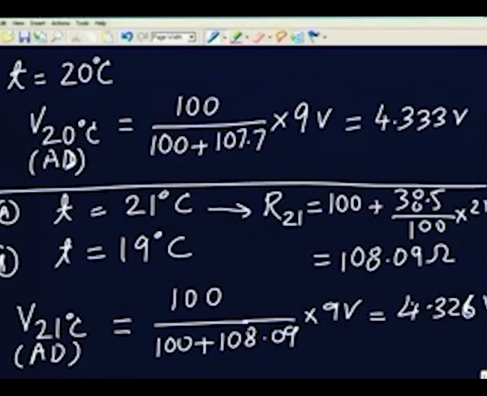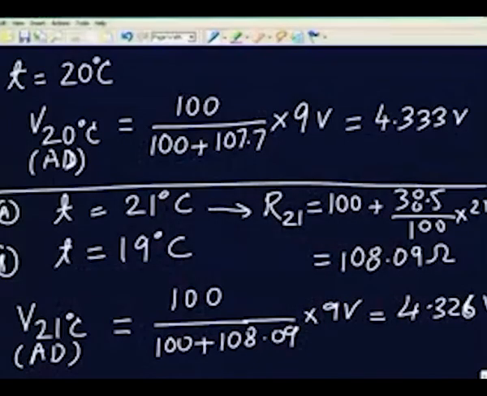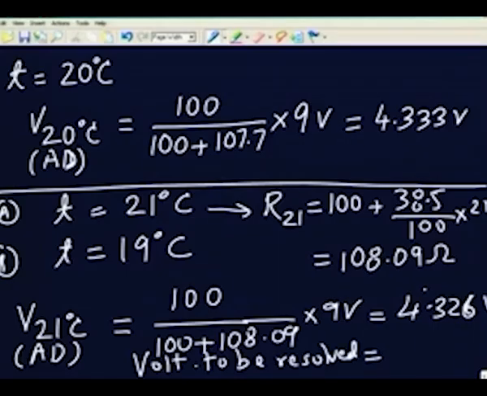Therefore, the change in the voltage is what we want to measure, that is the resolution required to resolve 1 degree Celsius, and that will be nothing but the difference between these two quantities, 4.333 and 4.326. So, the voltage to be resolved is the difference between these two, which gives you 0.007 volts or 7 millivolts.